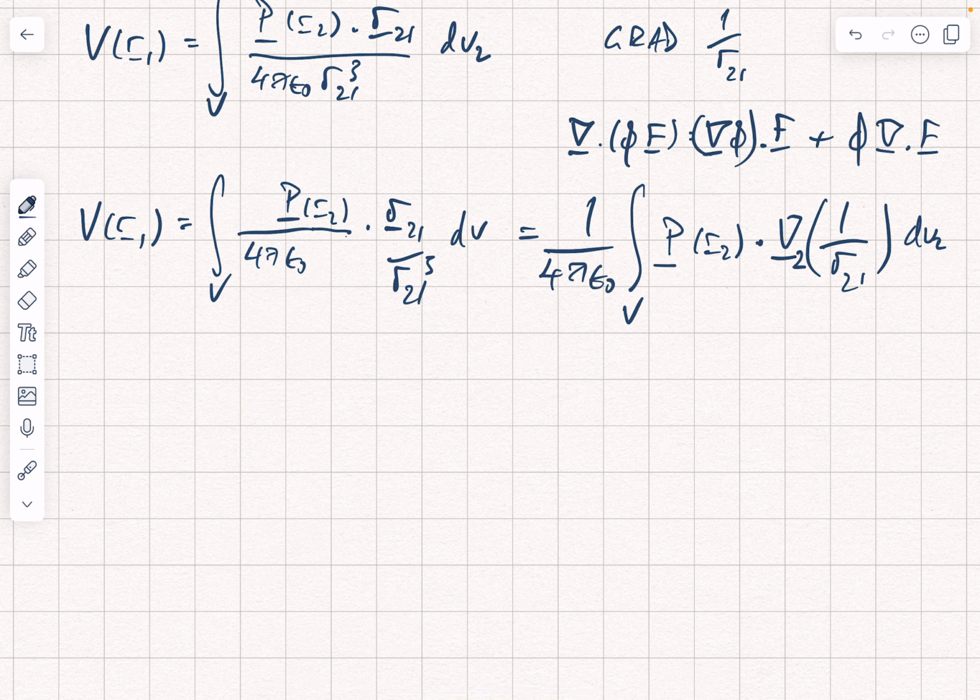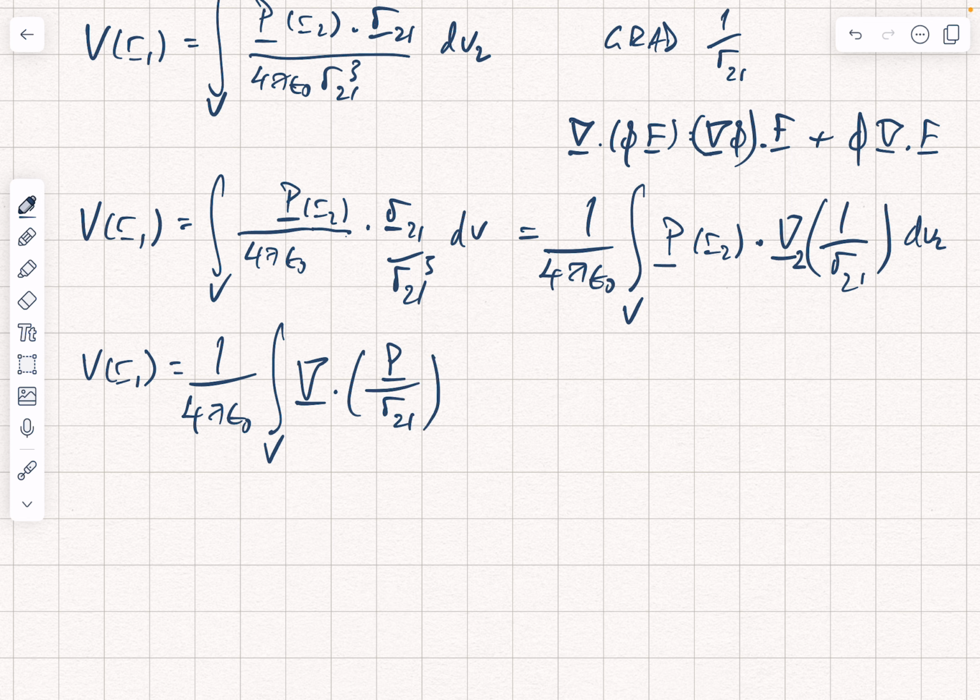Now, using the vector identity we've just shown, we can rewrite that one as the divergence of the product of the two minus the scalar multiplying the divergence of the vector. Let's write that one out just to be clear. We've got a 4 pi epsilon naught, we've got a volume integral, and we have the divergence of the vector P divided by R21, minus 1 over R21 multiplying the divergence of P of R2 here, and that's a dv2.